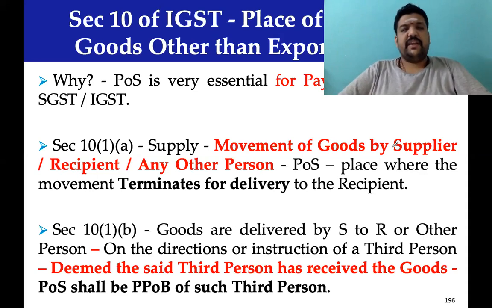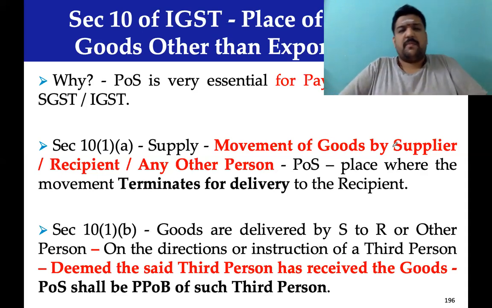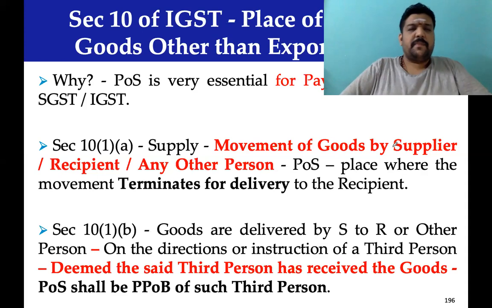Section 10 of IGST Act, no doubt: determination of place of supply of goods other than export or import of goods. So a place of supply of goods is going to be determined, but other than export of goods and import of goods. Why place of supply? What is the importance of place of supply? By this time, all of us know. I am not pressing on that point as we initially discussed that.